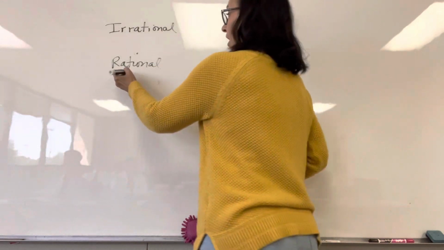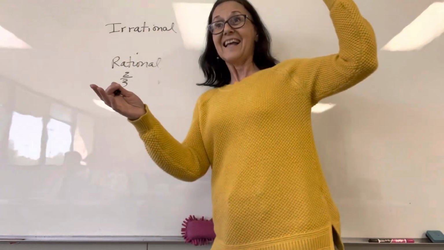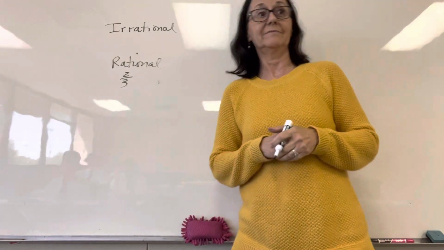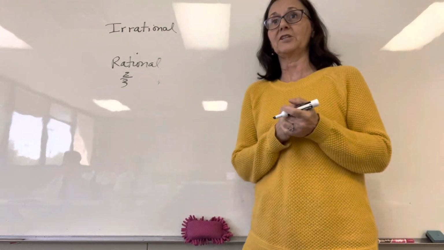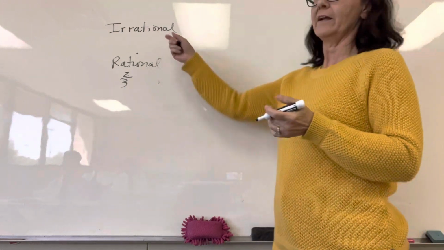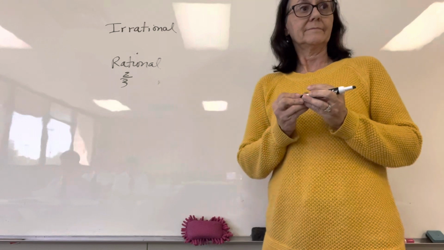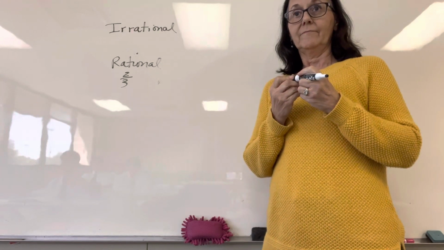I don't know how to say it, like a 4 over 7. Correct, exactly. It can be written as a ratio. It absolutely can be written as a ratio. And what about irrational? Was it like imaginary or something?